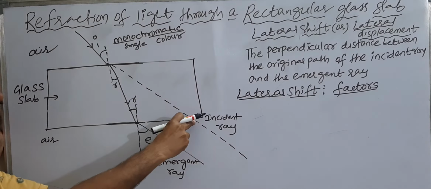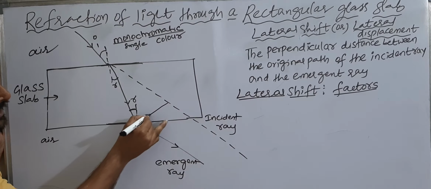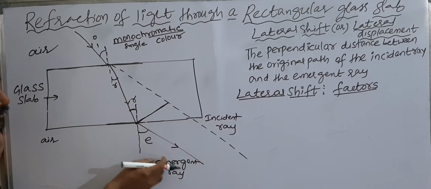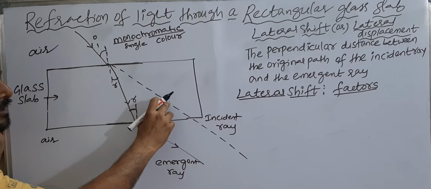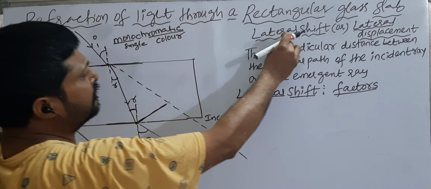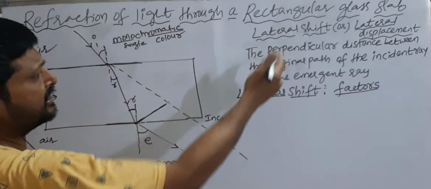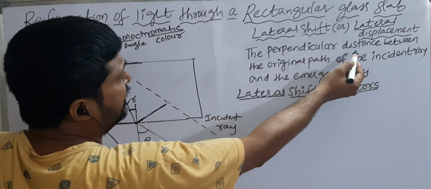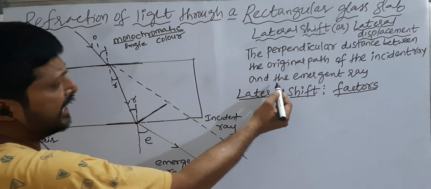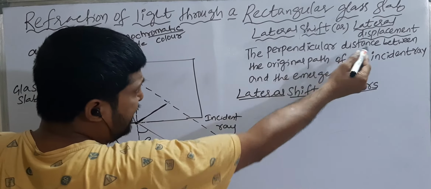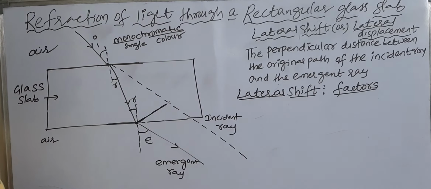So calculate how much this shift is. To find it, draw a perpendicular line between the emergent ray and the actual incident ray. This perpendicular distance is equal to the lateral shift. Why is it lateral shift? Because here the light ray is shifting parallel. So lateral shift means the perpendicular distance between the original path of the incident ray and the emergent ray.